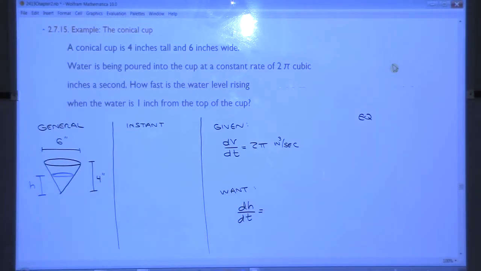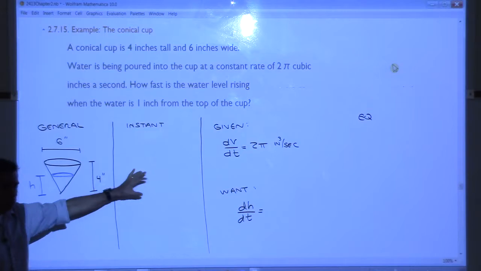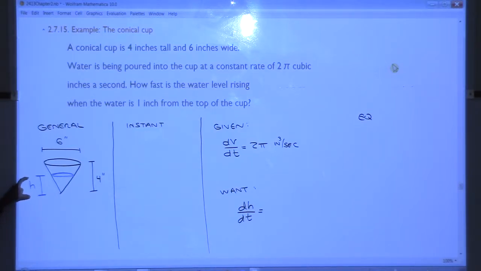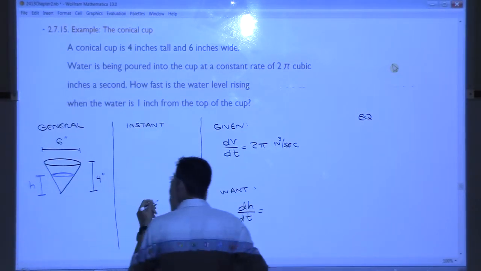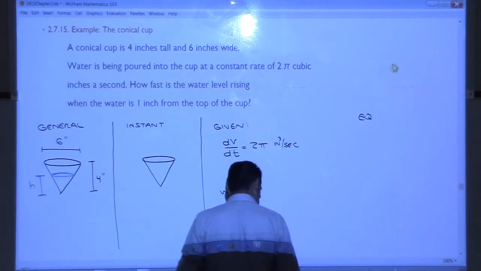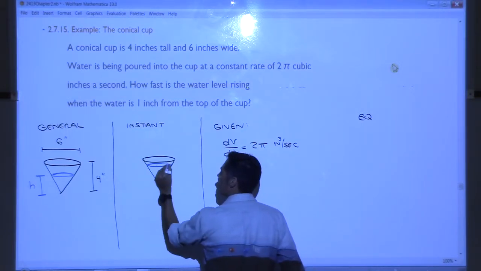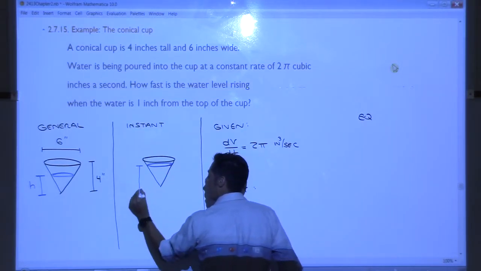But remember, it's moving, right? And what we want to do is snap an instant in time. That's going to be this picture. So when we get to this picture, we will fix this height to be 3 inches because it'll be an inch from the top, right? You want me to go ahead and do that now? I can do that now. I can draw the picture of the instant in time. My water level at that instant in time is 1 inch from the top, and that means my height is 3 inches, right?